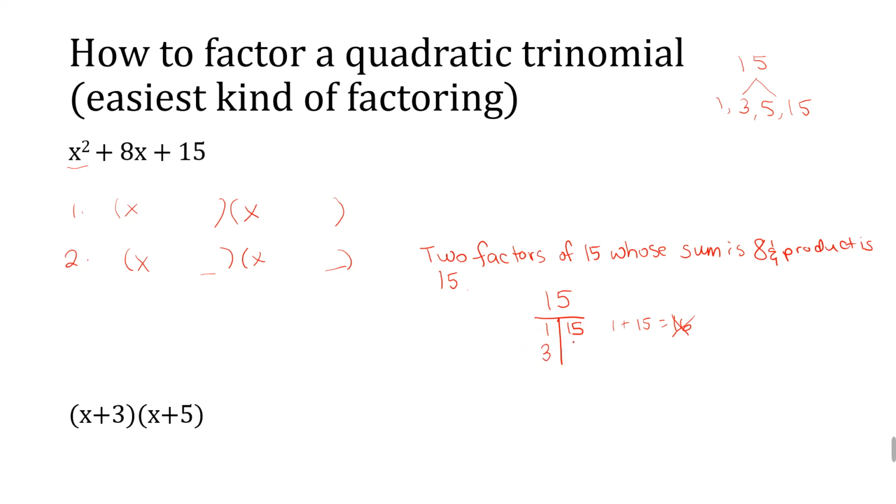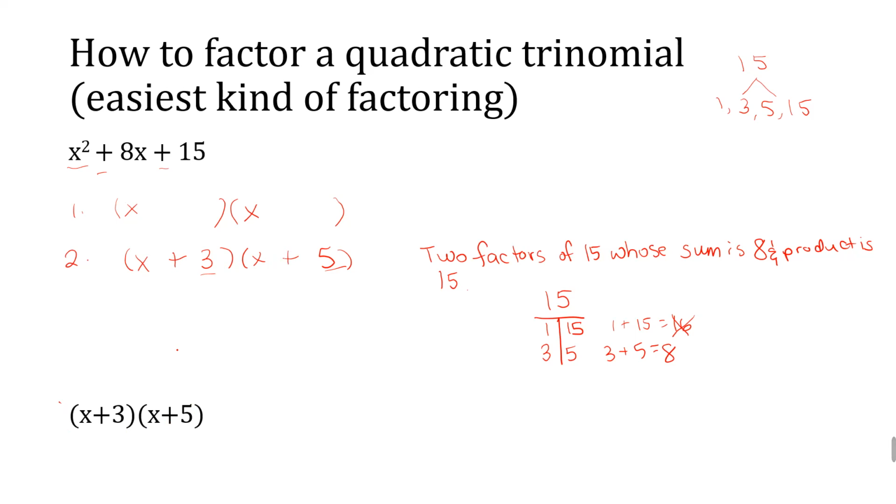So let's look at 3 and 5. 3 times 5 is 15, and 3 plus 5 is equal to 8. So what I'm thinking is that the 3 and the 5 are going to go in our second slots, our last terms. And since all of the numbers are positive here, I'm going to put plus signs between the x and the 3 and the x and the 5. Now, if you were to FOIL this back out, you should get x squared plus 8x plus 15.